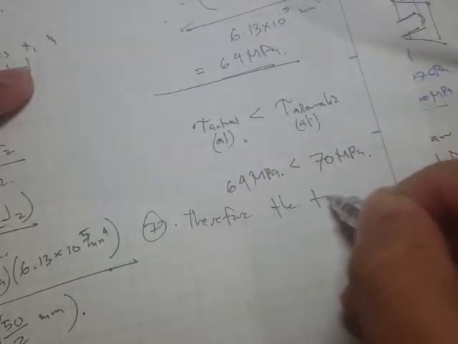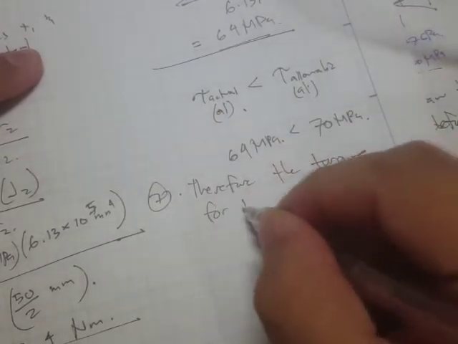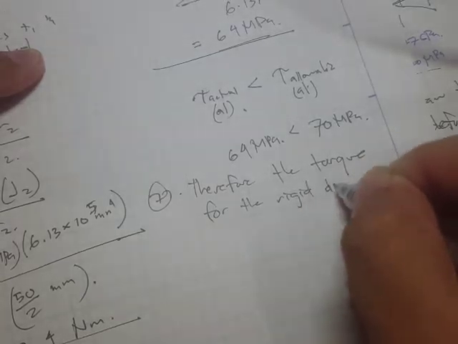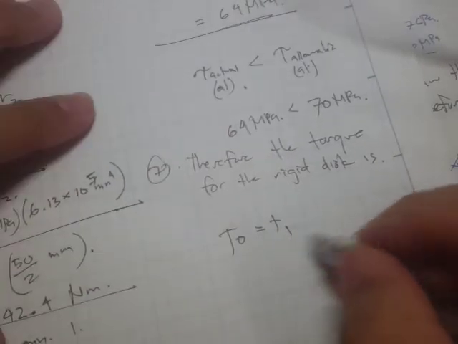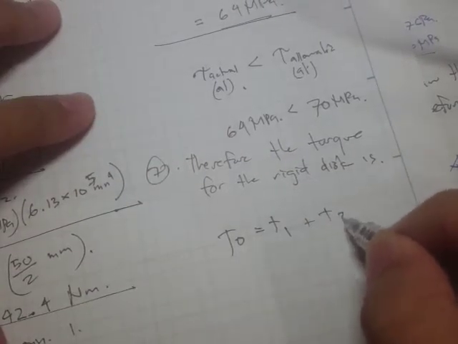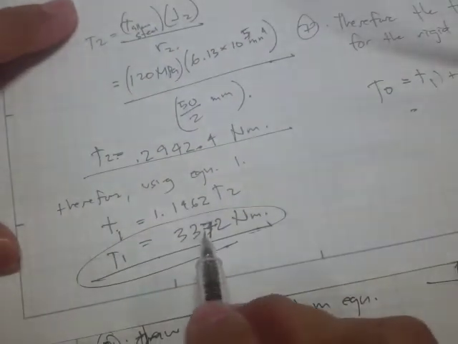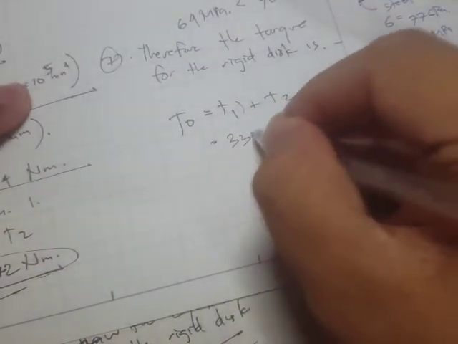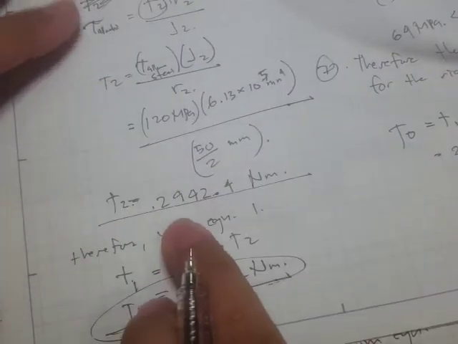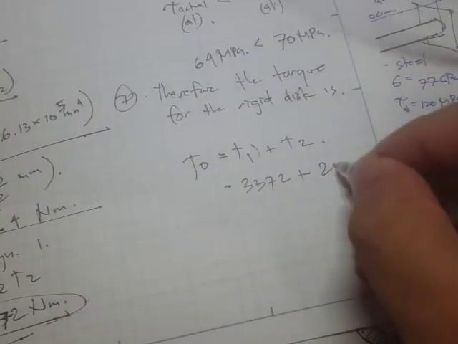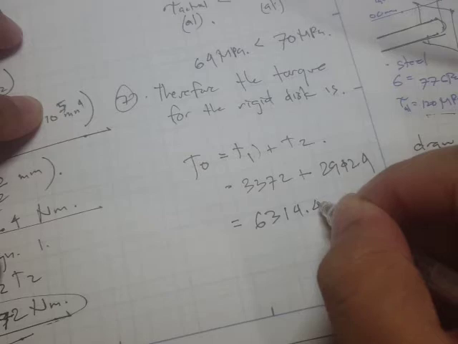the torque for the rigid disc is, right, T sub O is equal to, from our equilibrium equation, T sub 1 plus T sub 2. This is T sub 1, 3,372, plus T sub 2. What's our T sub 2? 2,942.4. And this is equal to 6,314.4 Newton meters.